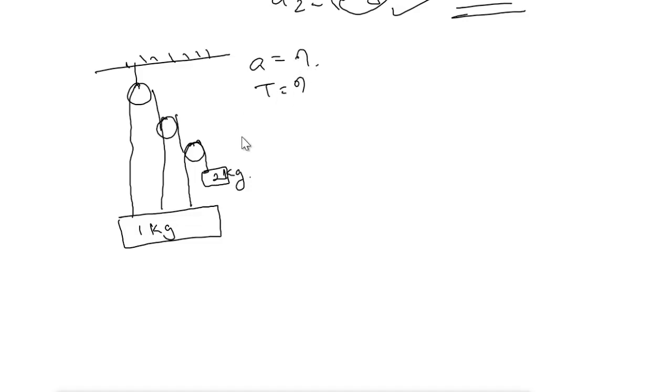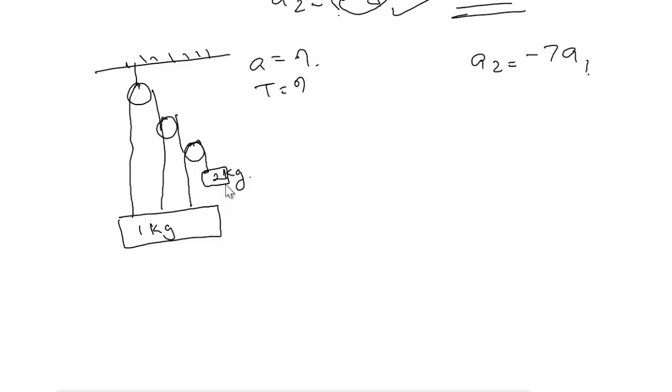Here we already got the acceleration relation, A2 equals minus 7A1. That one we can write as minus 7A1. So the acceleration we already got as minus 7A1. Now the tension. How can we find out the tension?